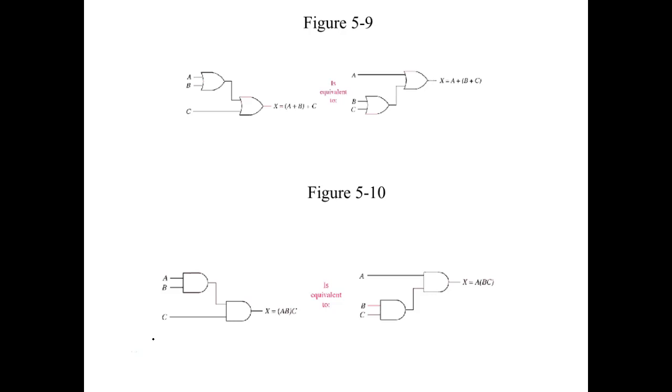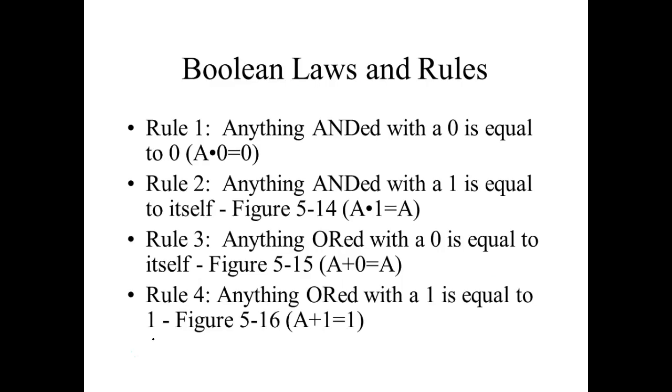And so these are all the same things. These are just drawing the circuits, guys. So rule 1: anything ANDed with a 0 is a 0. Most of these rules you can see in your mind. So if I come over here and say I got something called A, it could be anything.